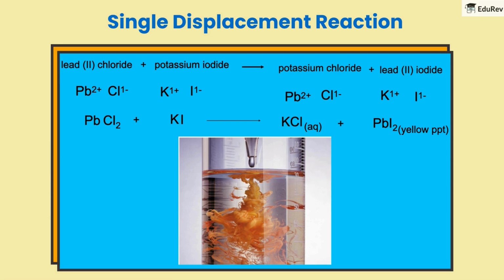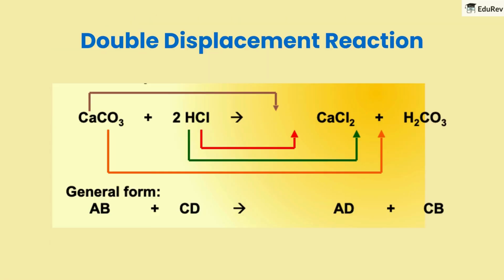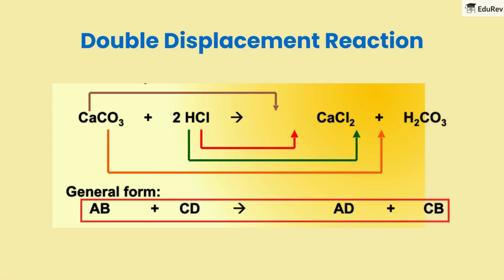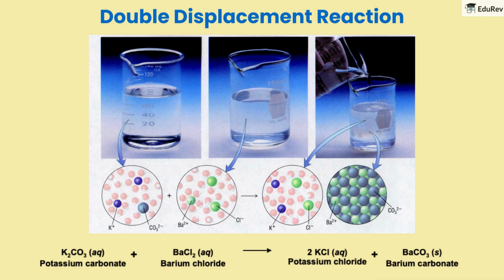Here is another example of single displacement reaction for you. Double displacement reaction is of the form AB plus CD, giving AD plus CB. Like here, Ca displaces H from HCl to form CaCl2, and H combines with CO3 to form H2CO3. Here is another example of double displacement reaction for you.